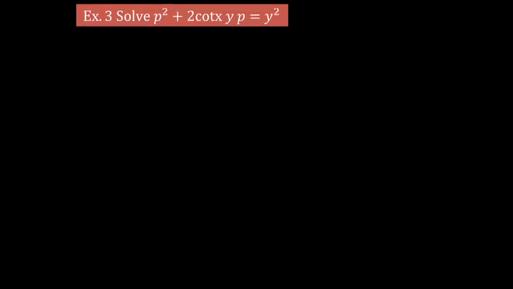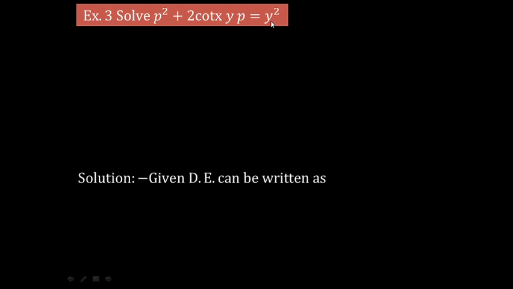Solve p square plus 2 cot x into yp equal to y square. As far as possible, we will be having three different cases: equation solvable for p, equation solvable for y and equation solvable for x. If it is possible to factorize the given equation into factors of the form p minus a, p minus b, where a and b are functions of x and y, then always consider that example as an equation solvable for p. So let's see, can we consider this as equation solvable for p or not.